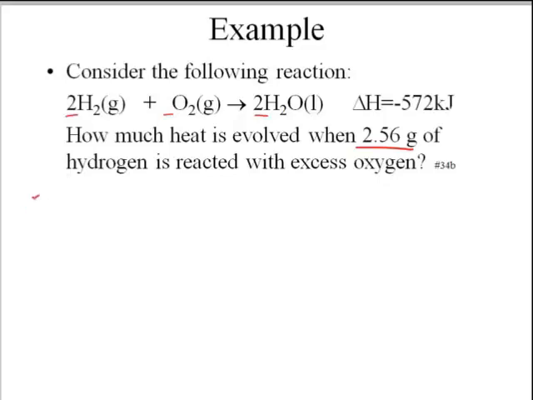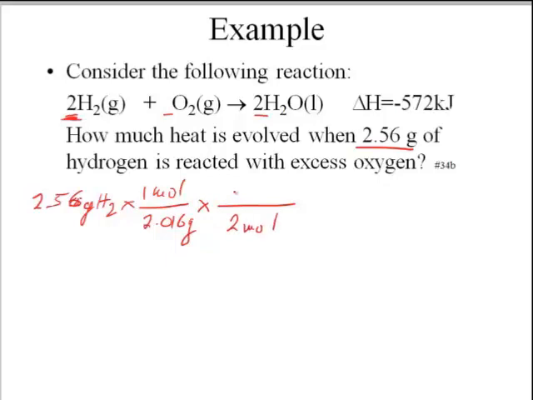And so I've got 2.56 grams of hydrogen gas, and 1 mole of that weighs 2.016 grams. Okay. Now, instead of equaling out, I'm just going to keep going. Now look at our coefficients. For every 2 moles of hydrogen gas, 572 kilojoules will be produced. So I'm going to put 2 moles down here.